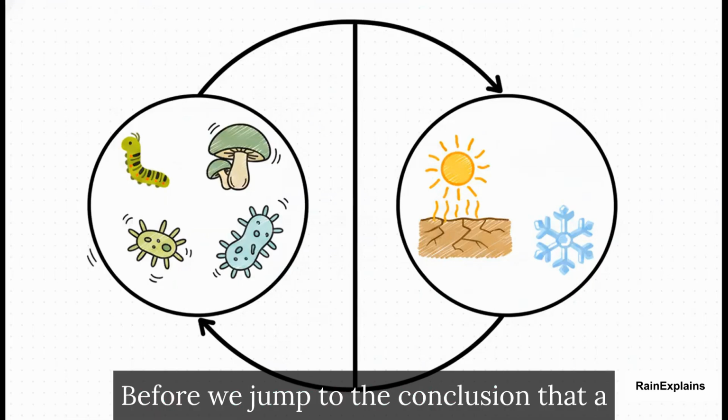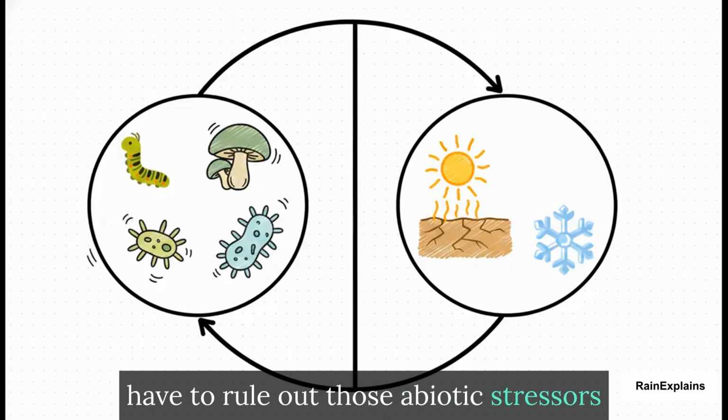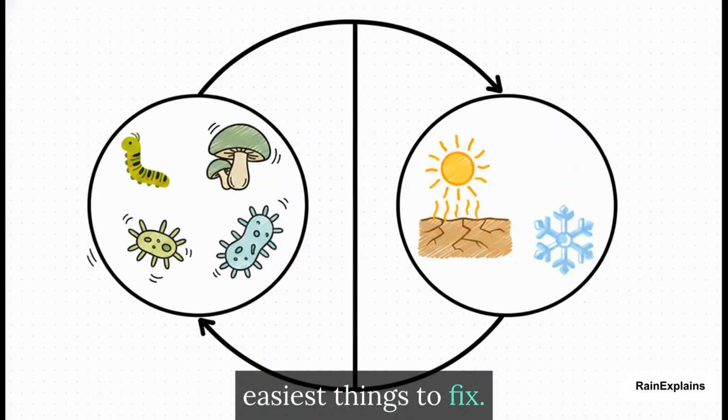And here's a pro tip. Before we jump to the conclusion that a disease is contagious, we always have to rule out those abiotic stressors first. Why? Because honestly, they're usually the easiest things to fix.